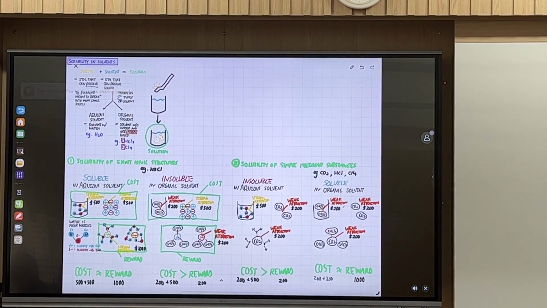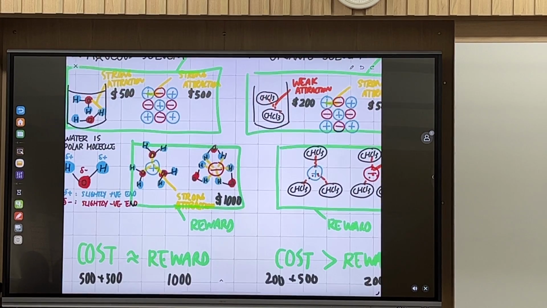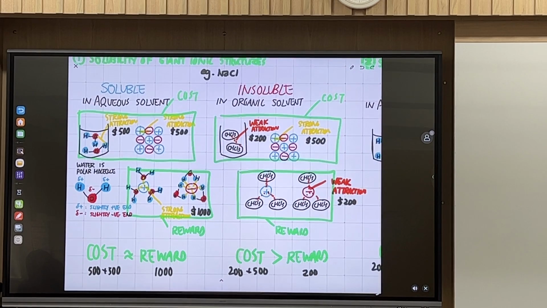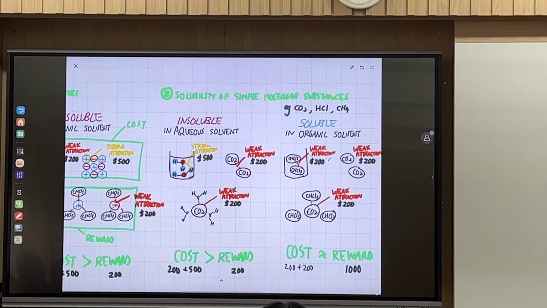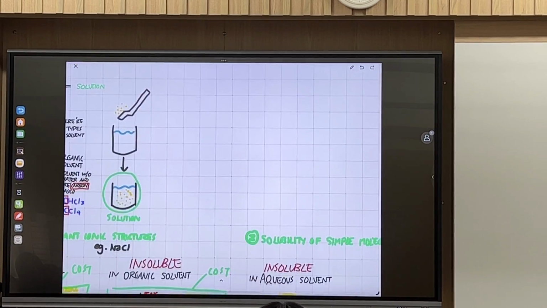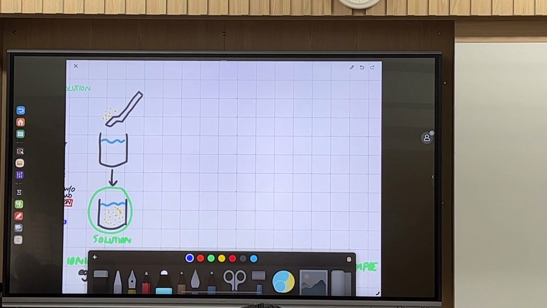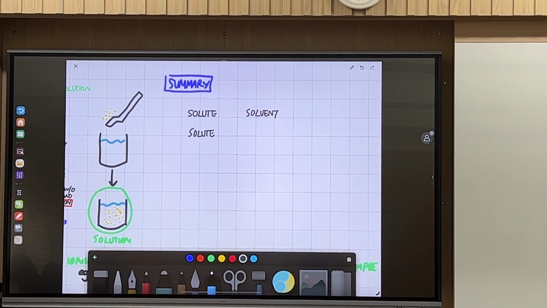The takeaway here is if you can form as strong an attraction as you break, it's soluble. If the attraction that you form is weaker than at least one of the starting attractions, you are not soluble. Let me simplify it this way. Write down the summary on top first. When we dissolve something, we will need to break the solid attraction and the solvent attraction. So, solid and solvent.